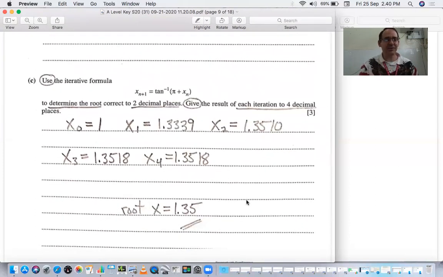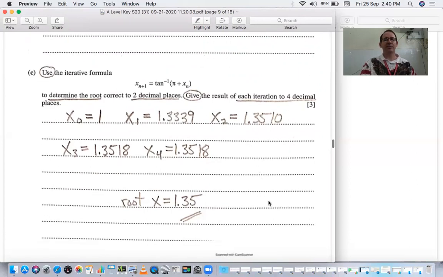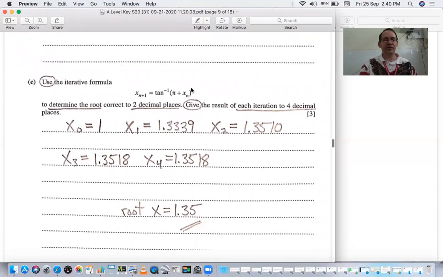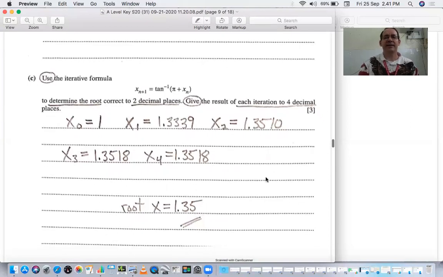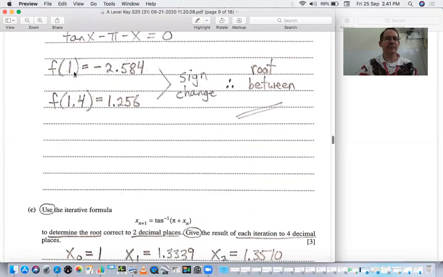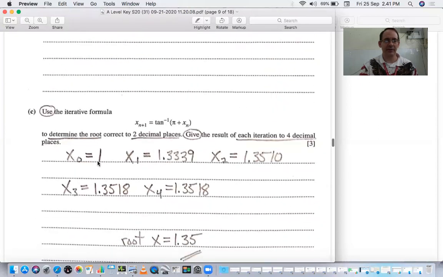Use the iterative formula to determine the root. We want to find out exactly what that root is, correct to 2 decimal places. So now we use this form up here that they provided. This is basically an x equals f of x form, and give the result of each iteration to 4 decimal places. So I'm just going to start with 1, which is the first one that we had up here.